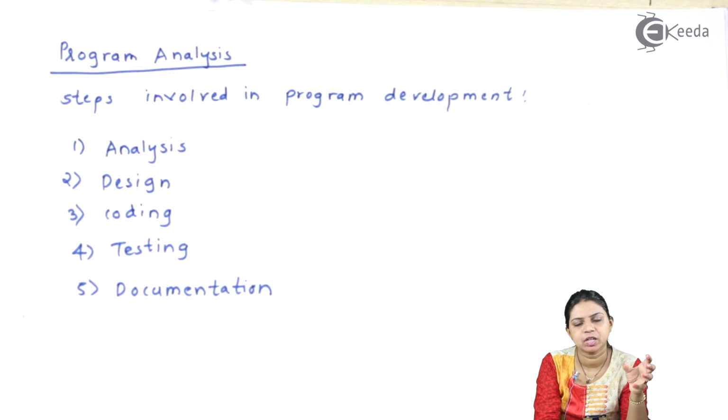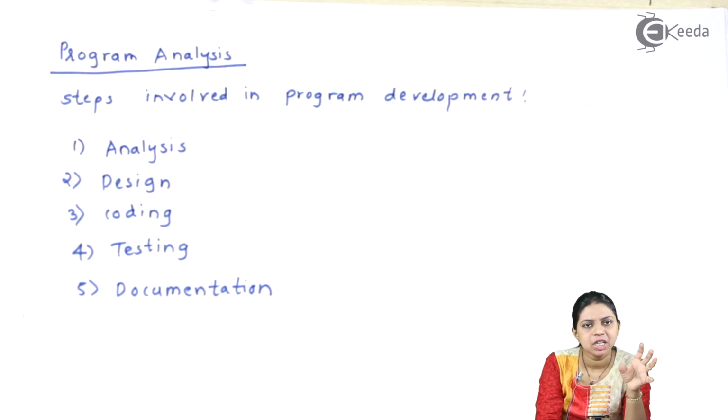So the first step involved in the development of the program is what? Analysis. Analysis means gathering the information about the problem, or finding out the information about the program. Then you need to find out what inputs are necessary, what the outputs will be, and what the storage will be. Finding out all this information is called analysis of the program.